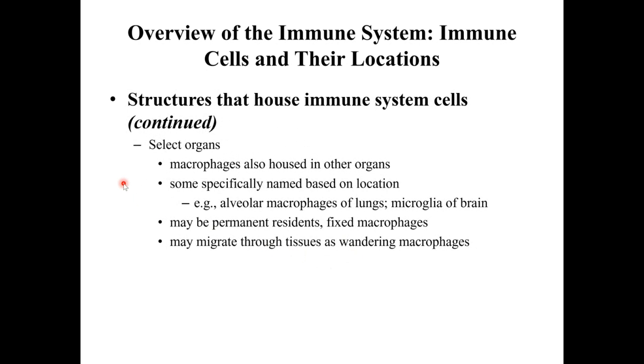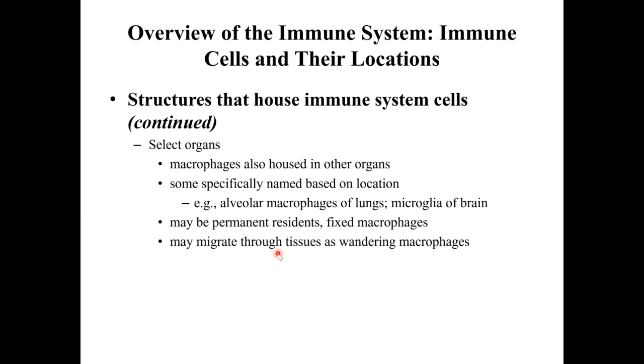Where do we find these immune cells? Well, we find macrophages housed in select organs here and there. For instance, in the last chapter, we saw that they were housed in the spleen and lymph nodes. And even though a macrophage is a macrophage, they get named for where you find them. So alveolar macrophages are macrophages that patrol the lining of the lungs. The microglia, those are specialized macrophages for the central nervous system. They may be permanent residents of a tissue, meaning that they stay there. They're fixed. They hang out somewhere, like a lymph node, and they do their surveillance from there.